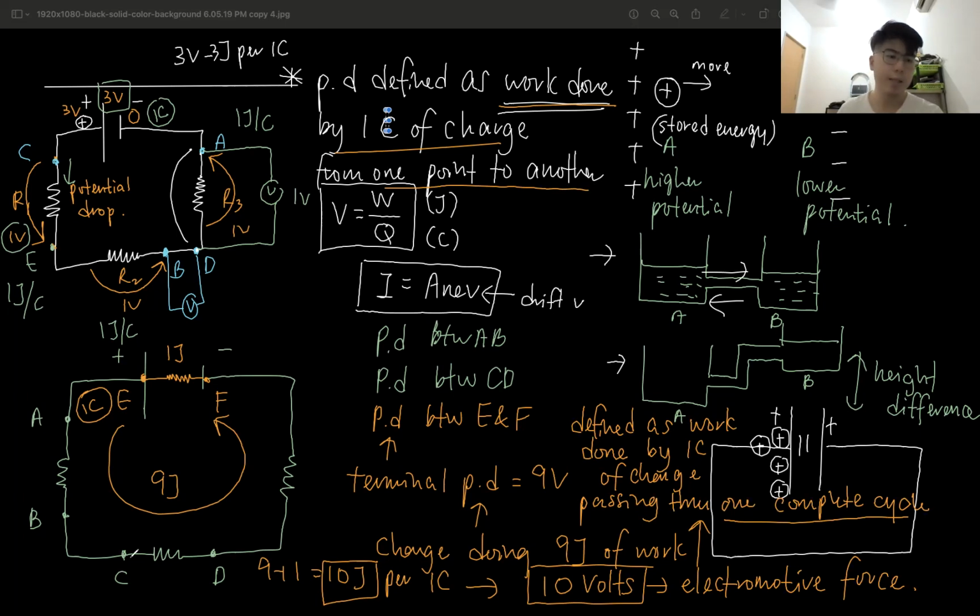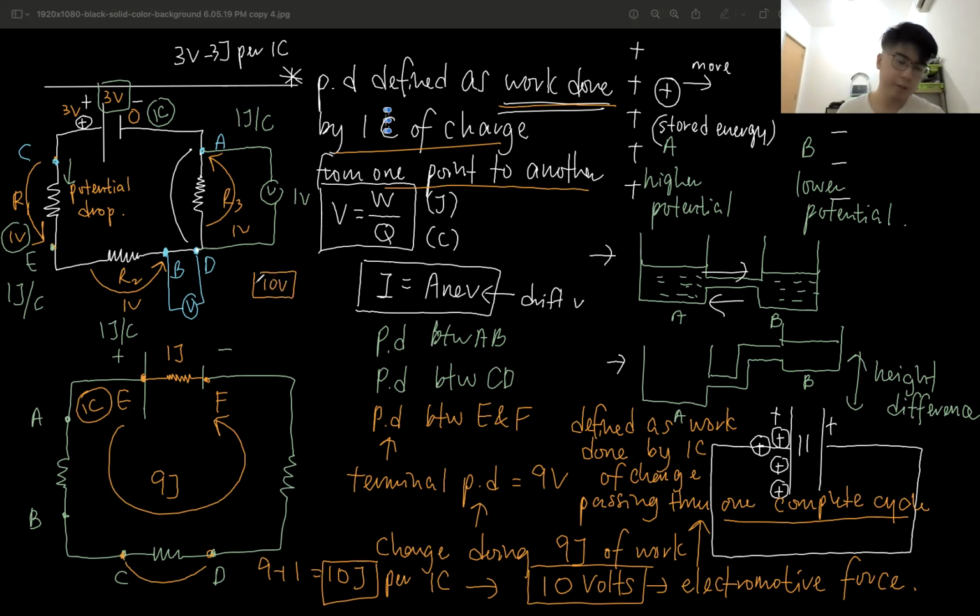So if I ask, what is the EMF between C and D? That is a wrong question, because EMF must be 1 complete cycle. I should say, what is the potential difference between point C and point D? Any 2 points on the circuit. Right?